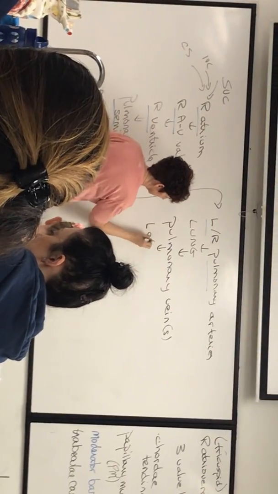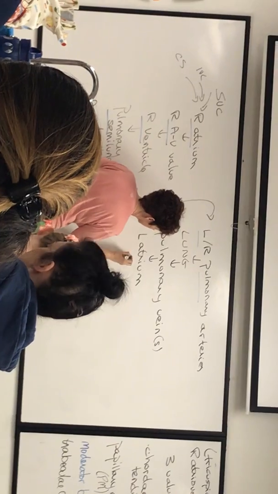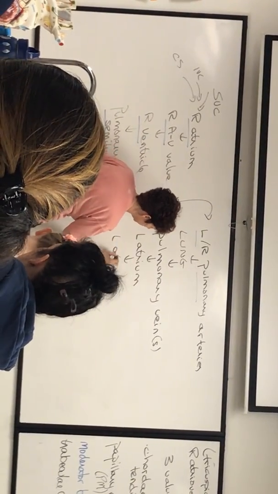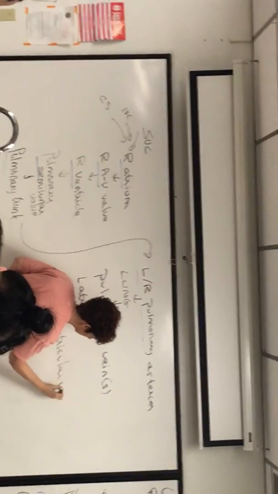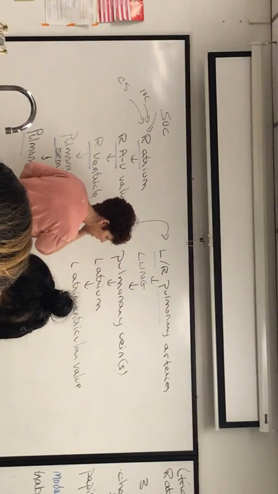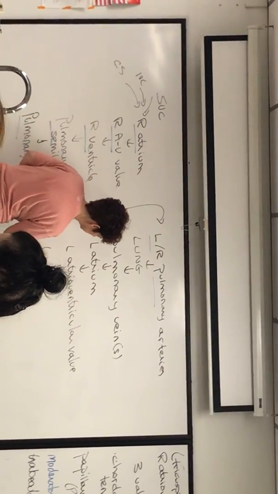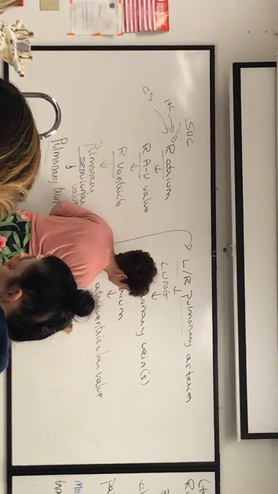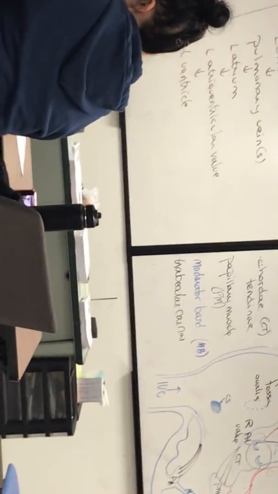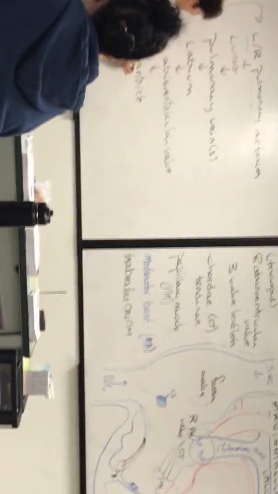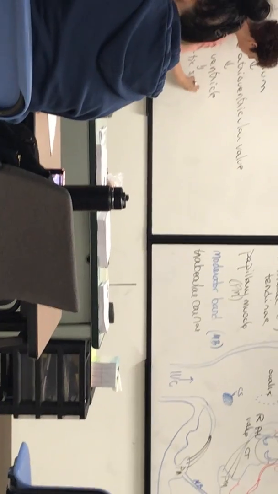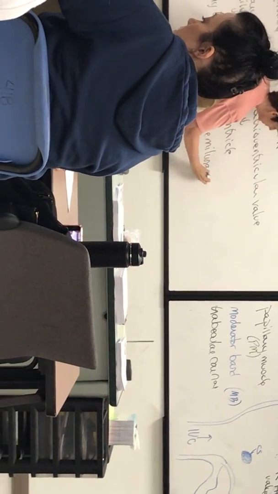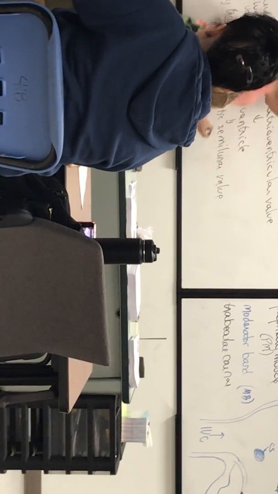to the left atrium, through the left atrioventricular valve, into the left ventricle, and then as the left ventricle contracts, it passes into the aorta by passing through the aortic semilunar valve. And into the aorta on its way to the body.